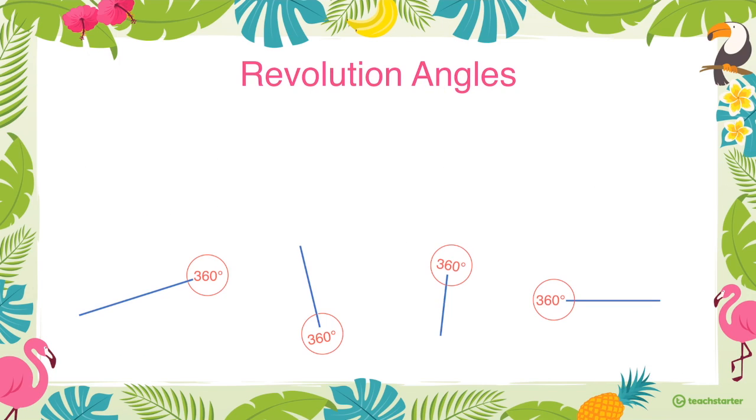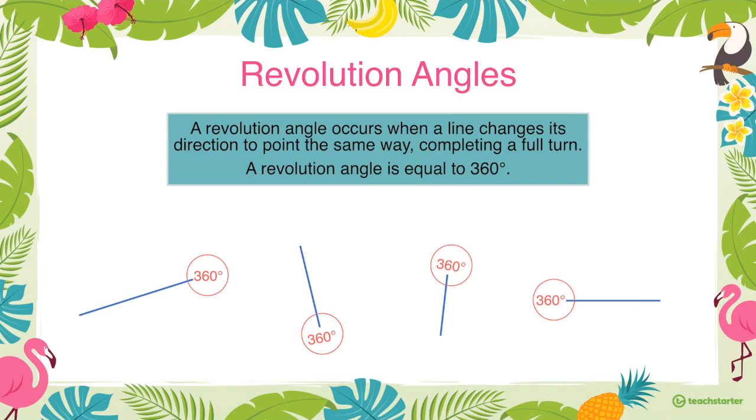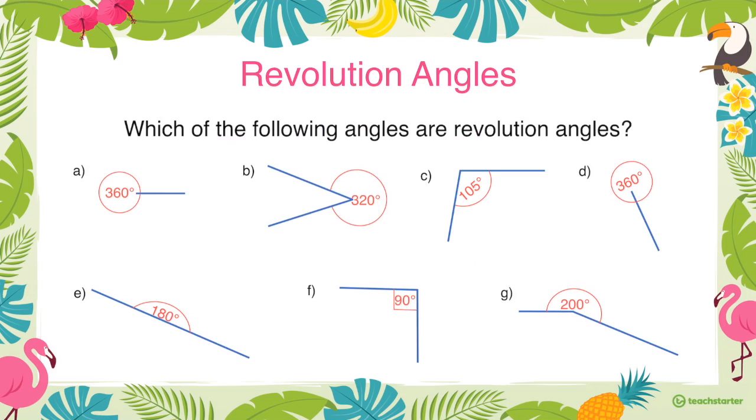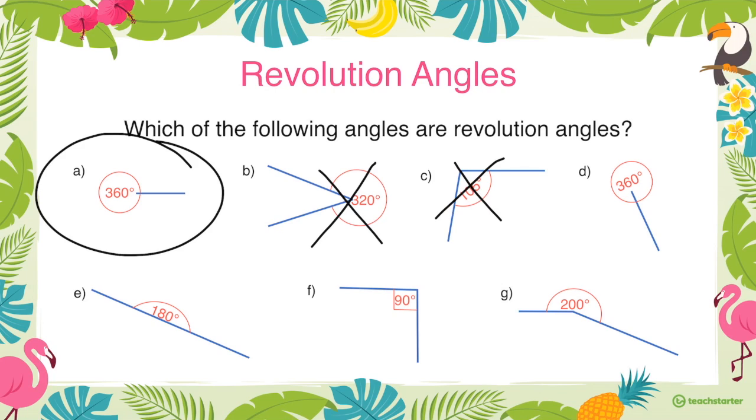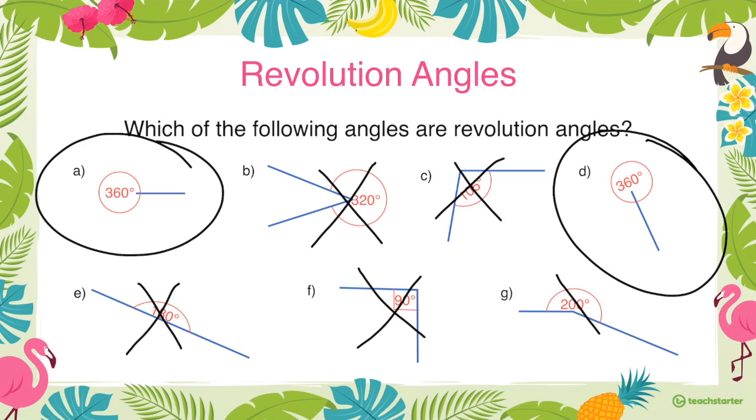Last one we have is a revolution, and a revolution goes all the way around. It occurs when a line changes its direction, so it's always at the end of a line. Okay, it's not in the middle of a line, it's at the end. And it's a 360, it's all the way around. Again, really easy to identify because it has to be 360. So that's 360, that's not, that is, that's not.